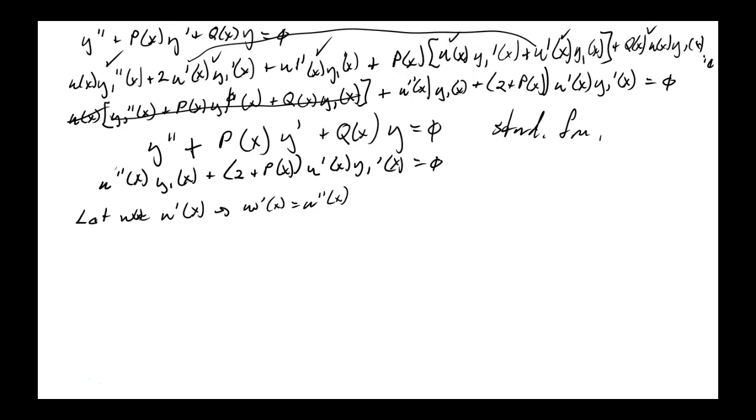Oh, I'm sorry. I got lost in where it was. There, it's a new equation. Right here, y1 of x times w prime of x, plus 2 plus p of x times y1 prime of x times w of x, because that's what u prime is, that's equal to 0. All right.